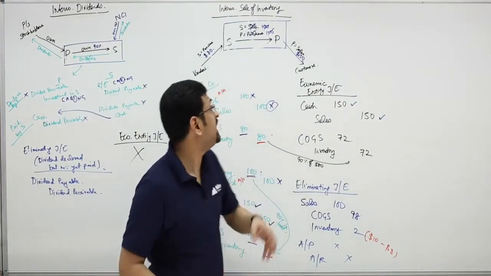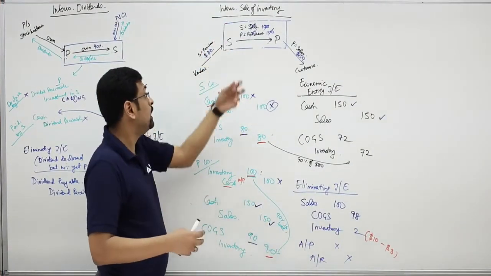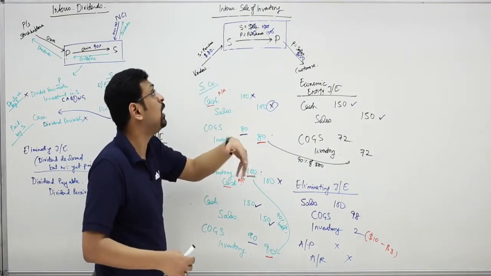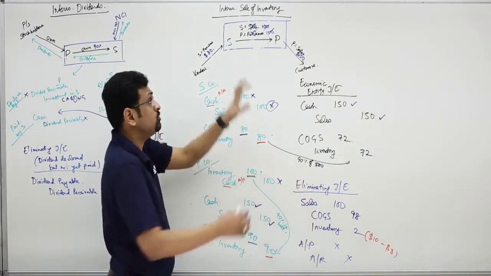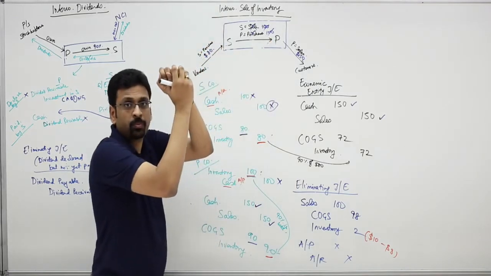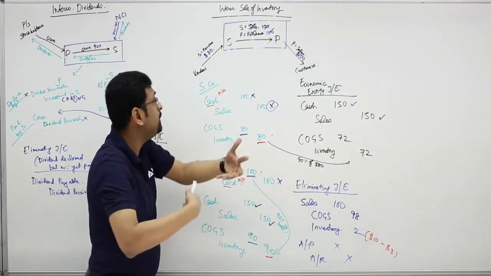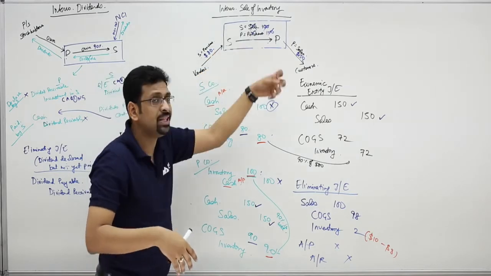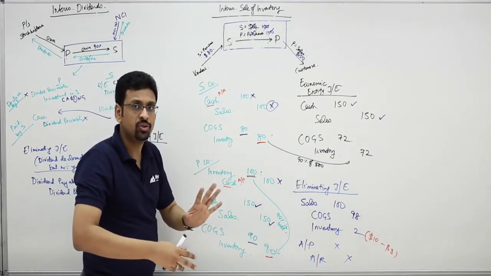Now we just looked at intercompany sale of inventory where we saw the subsidiary selling goods to the parent, which got eliminated because we're looking at one economic entity. Now had it been the parent selling goods to the subsidiary, same treatment, no difference.